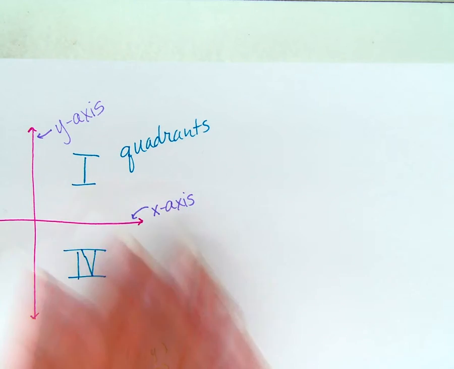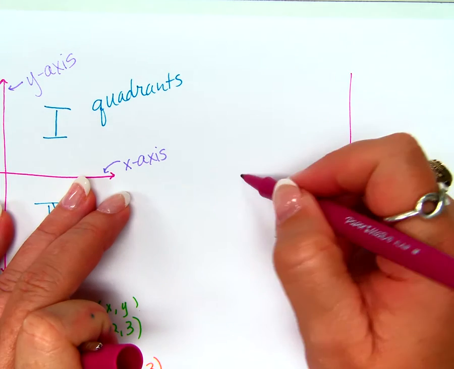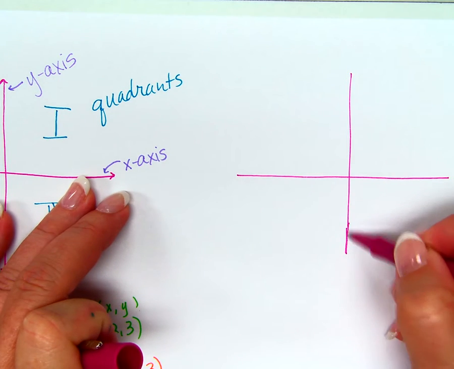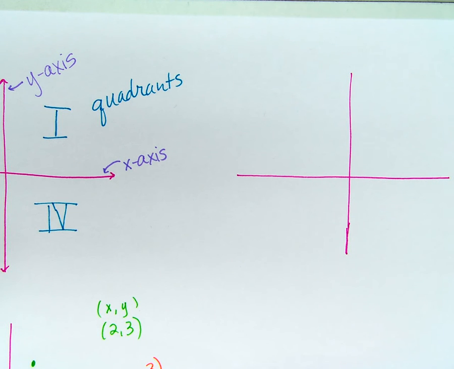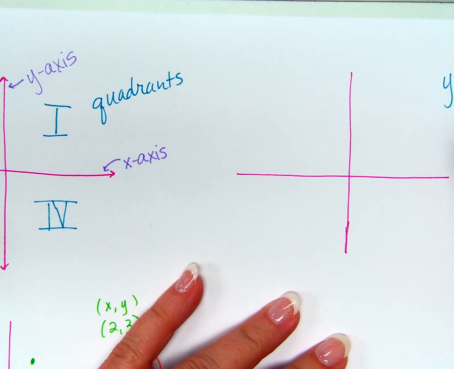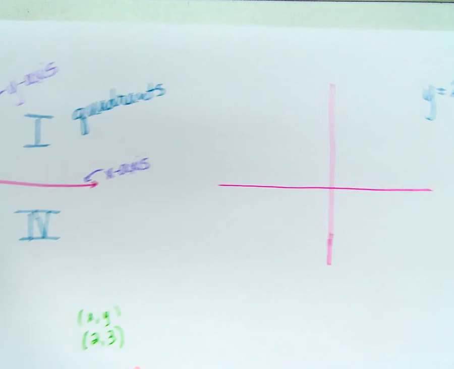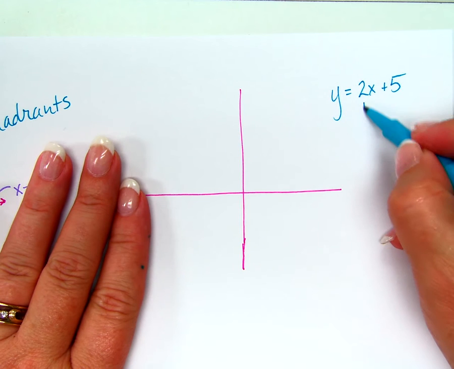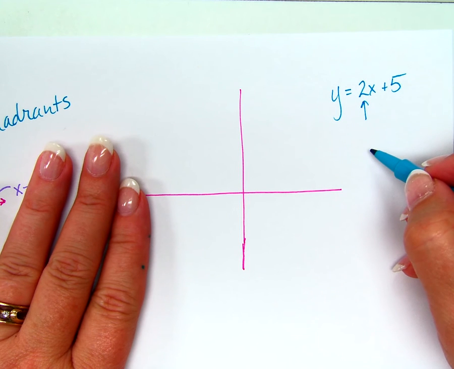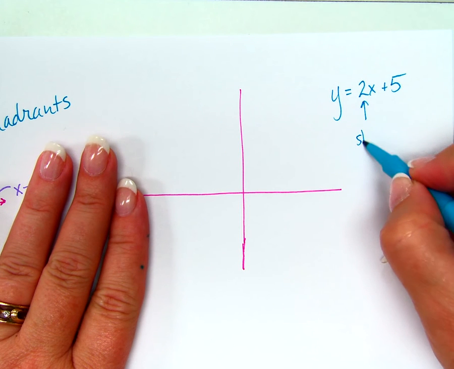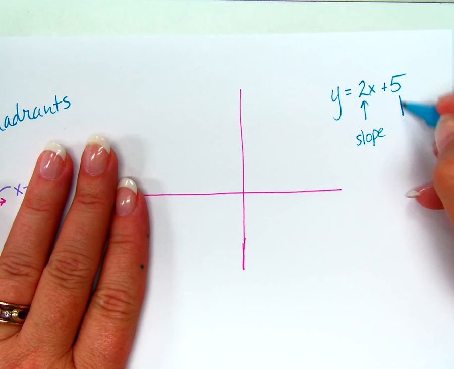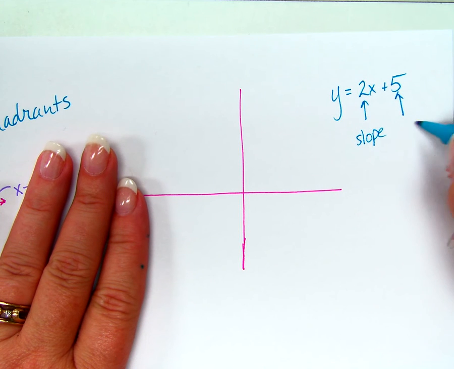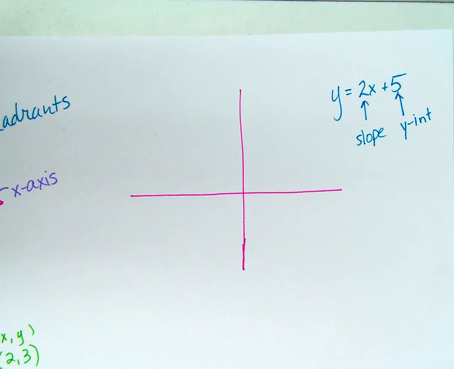So let's come over here. Just do another refresher. How do I graph the line y equals 2x plus 5? What is this called, first of all? Good. The slope. What's this called? Y-intercept. Very good. Okay. So what do I plot first? Do I plot the slope first or the y-intercept first?